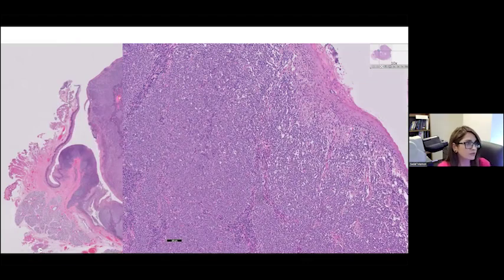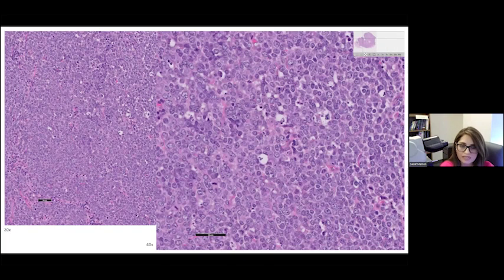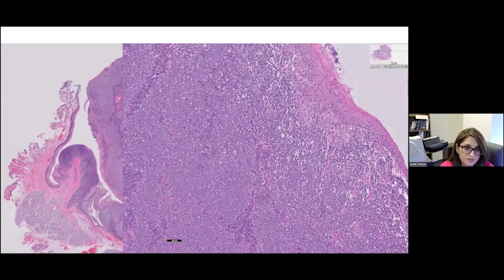This is the higher power of 10x. And over here, you can see a diffuse infiltrate of intermediate to large size lymphoid cells. In the next higher power, you can see that these lymphoid cells have open chromatin and multiple small nucleoli. You can notice that there are frequent mitoses and tingible body macrophages. Of note, there is no starry sky. In the previous image, you see that on the surface there is no increase in intraepithelial lymphocytes, but you see that there is surface ulceration.